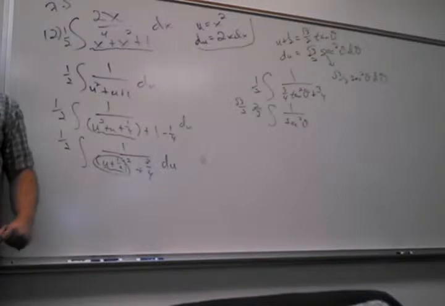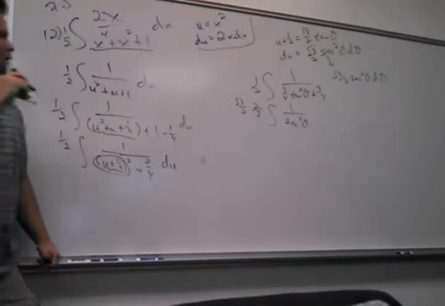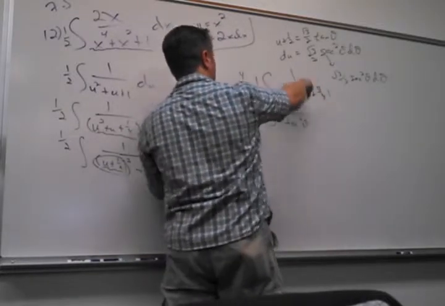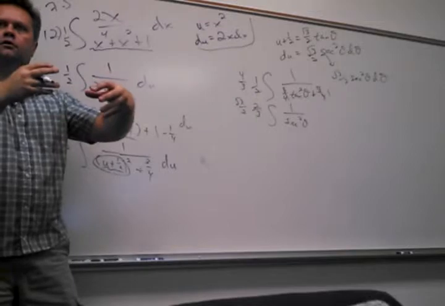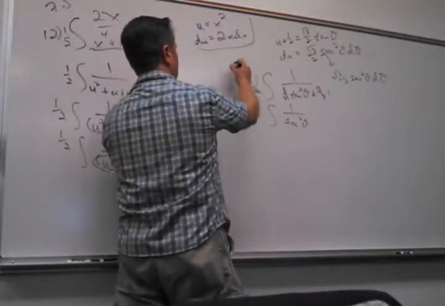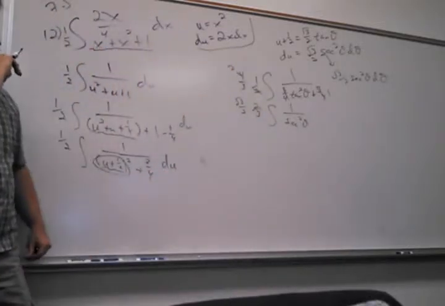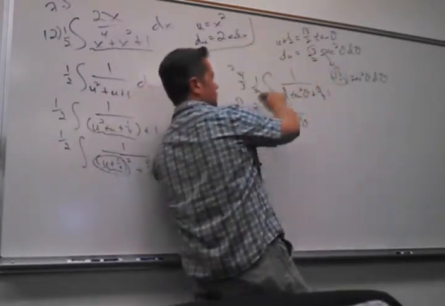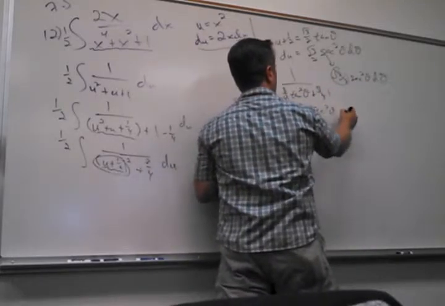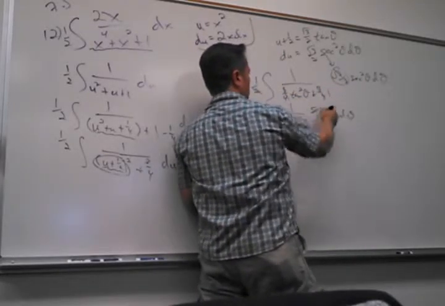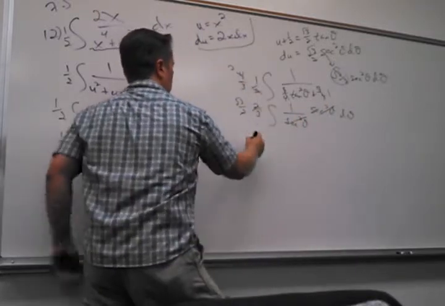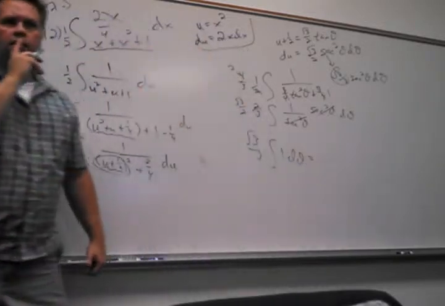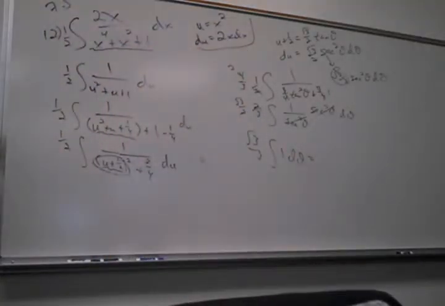Yes? How are you going from 1/2 to 2/3 on the outside? Because we took a 3/4 out, and it becomes 4/3, of course, because dividing by 3/4 is multiplying by 4/3. And then, cool. And I still, so I took that out, right? I have a secant squared theta d theta, so the secant squares cancel. So I get root 3 over 3 integral 1 d theta. Let me just stop right there.